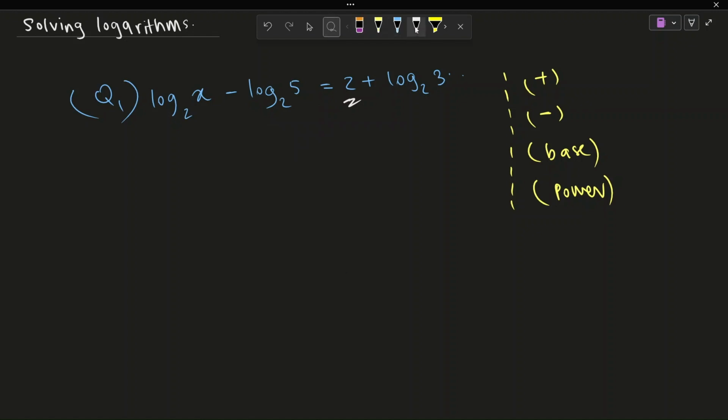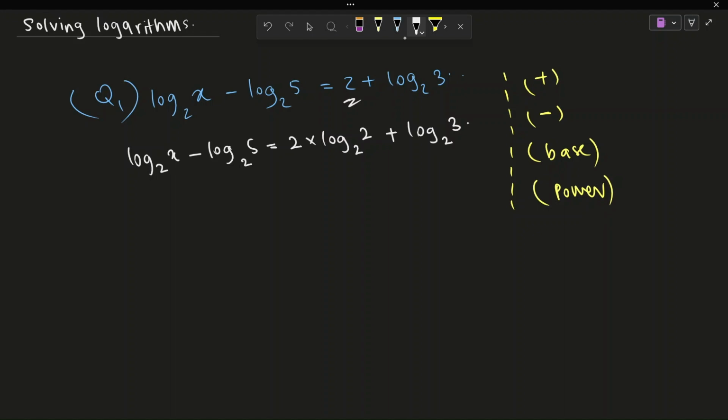We're going to have log x to the base 2 minus log 5 to the base 2 equals 2 times log 2 to the base 2 plus log 3 to the base 2.